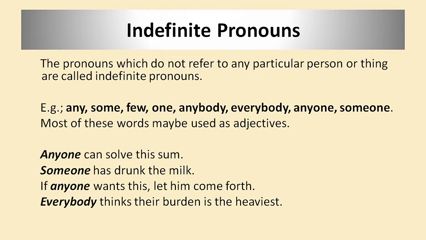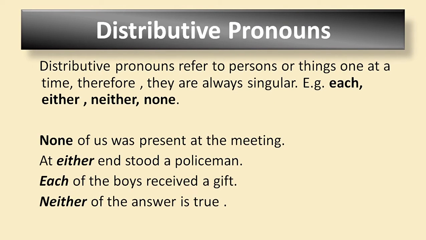Let us move on to indefinite pronoun. The pronouns which do not refer to any particular person or thing are called indefinite pronouns. For example, any, some, few, one, anybody, everybody, anyone, someone. Most of these words may be used as adjectives. Anyone can solve this sum. Someone has drunk the milk. If anyone wants this, let him come forth. Everybody thinks that their burden is the heaviest.